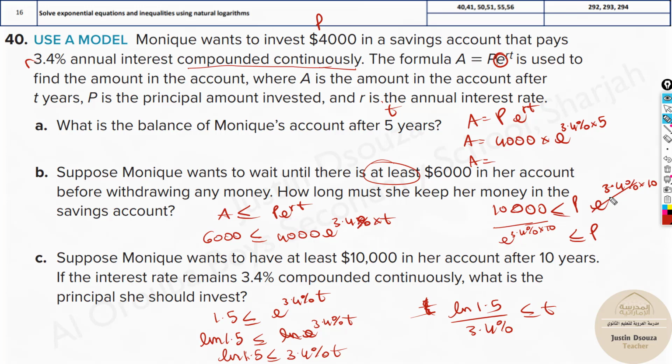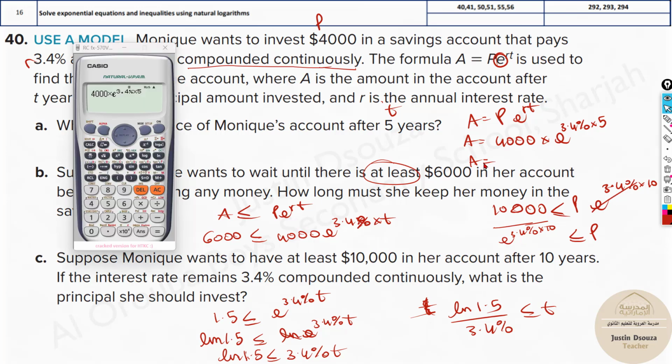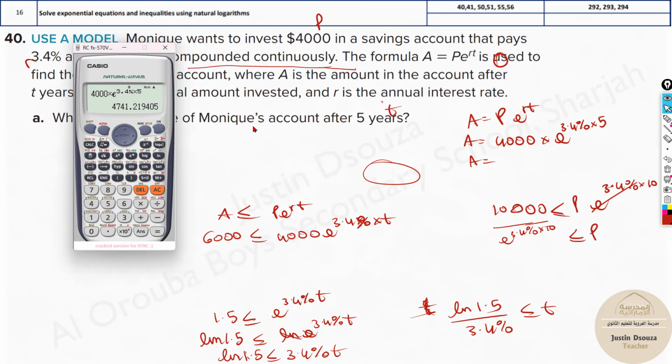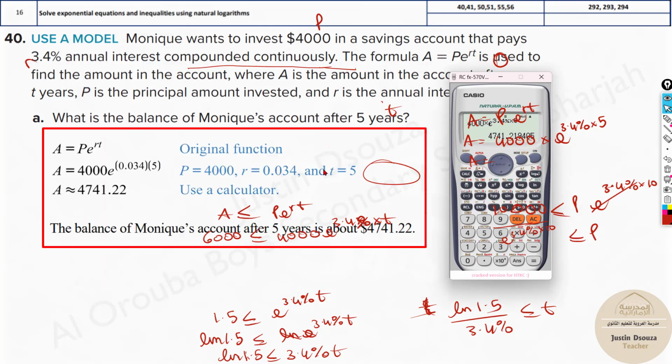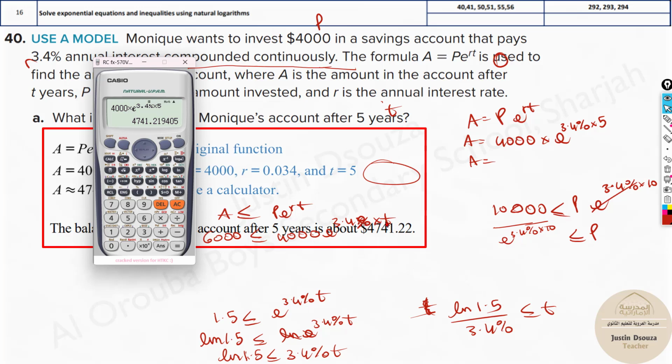Okay, let's do it in the calculator now. I've typed this equation as it is: 4,000 times exponential, which is shift and ln here, 3.4% is shift and the opening bracket symbol above it, which is percent, times 5. The answer is 4,741. Let's just check the answer. Yes, that's the correct answer. Let's round it to two digits after the decimal.